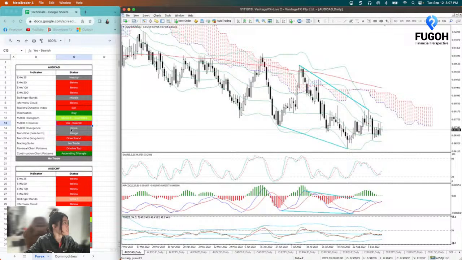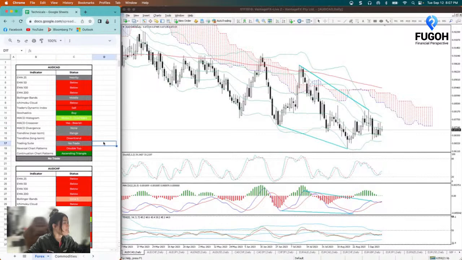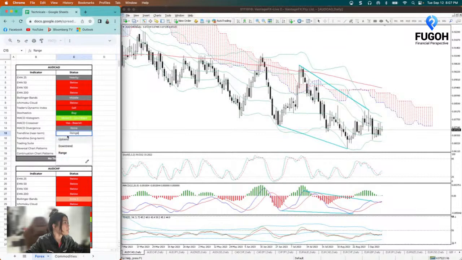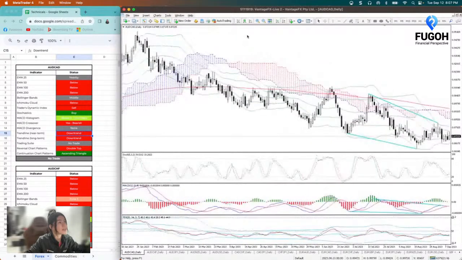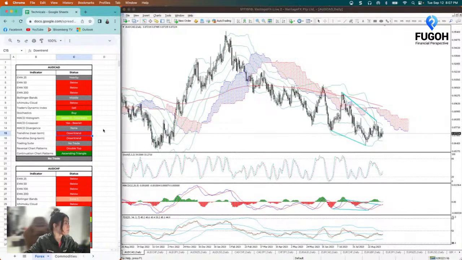There's no convergence. So let's see here. Convergence, none. All right, cool. None. Trend line near term. Trend line near term last week we're on a range. Are we still on a range? Yes, we are still in there. But actually not so much. Let's just say a downtrend. Downtrend. The long-term trend is also downtrend. If I zoom out, you could see from January this year, it's on a downtrend.